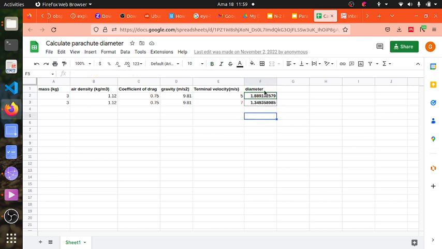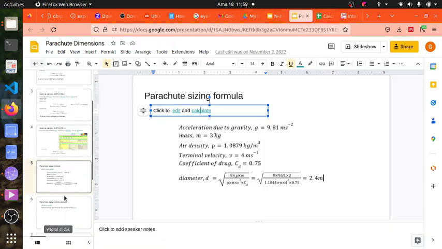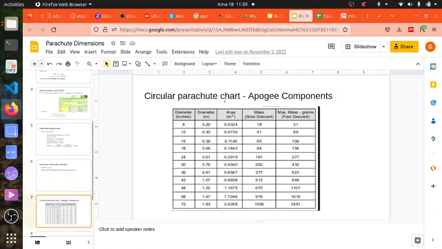Let me indicate this. Okay, as meters, yeah. So you'll get the dimensions in meters. So this is quite a neat way to calculate the parachute size. And then this is also another chart by Apogee Components that you can look at quickly. It's a chart to help you know the diameter to use.